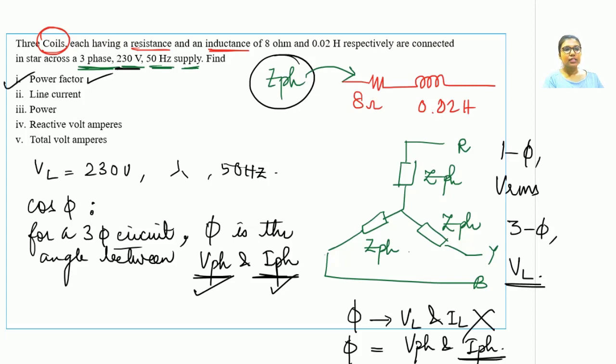What does the second bit say? Find out the line current. So let us see how we are solving this part. So it's a star connection. I'm just drawing the star connection for our reference.